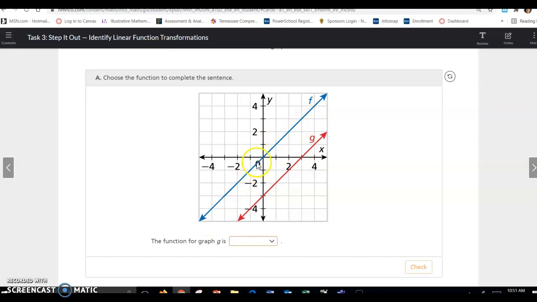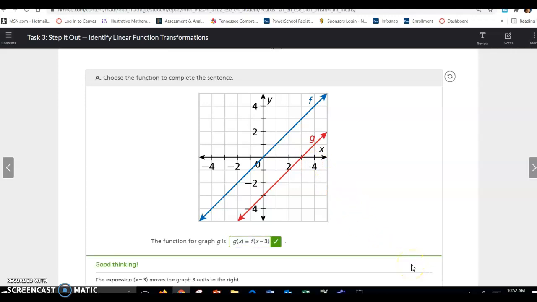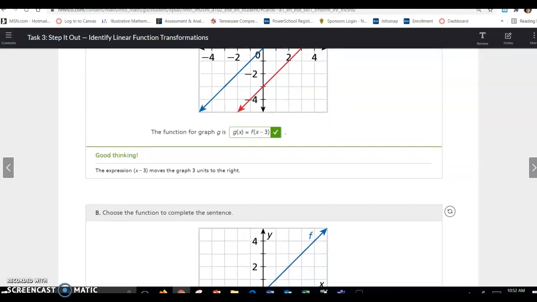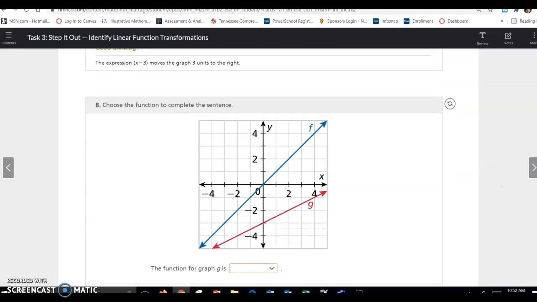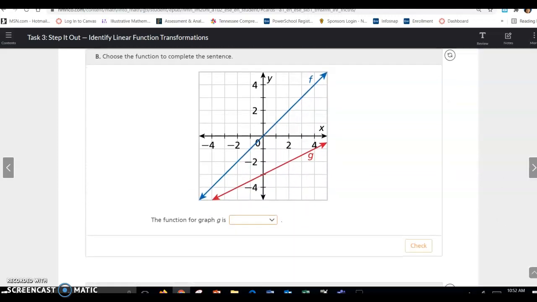So this is our parent function, f of x equals x, and this one has been shifted down 3. We can see the slope is still 1, so this one's just going to move it. Well, actually, this one's looking at it as a horizontal, so it actually shifted it 3 units to the right. Remember, the horizontal and vertical translations with the parent function with the same slope are going to be the same. All right, so it says choose the function to complete the sentence.